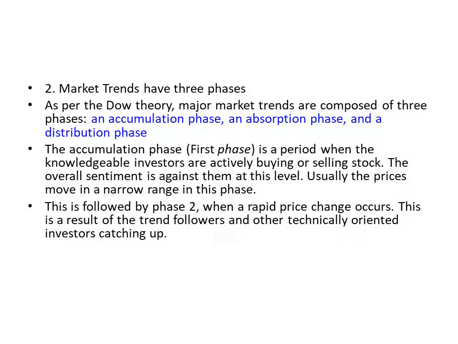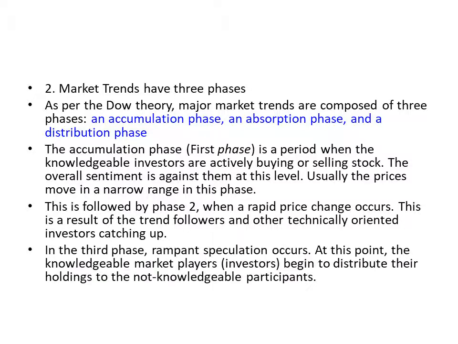This is followed by phase 2 when a rapid price change occurs. This is a result of the trend followers and other technically oriented investors catching up. The third phase, rampant speculation, occurs. At this point, the knowledgeable market players and investors begin to distribute their holdings to the non-knowledgeable participants.